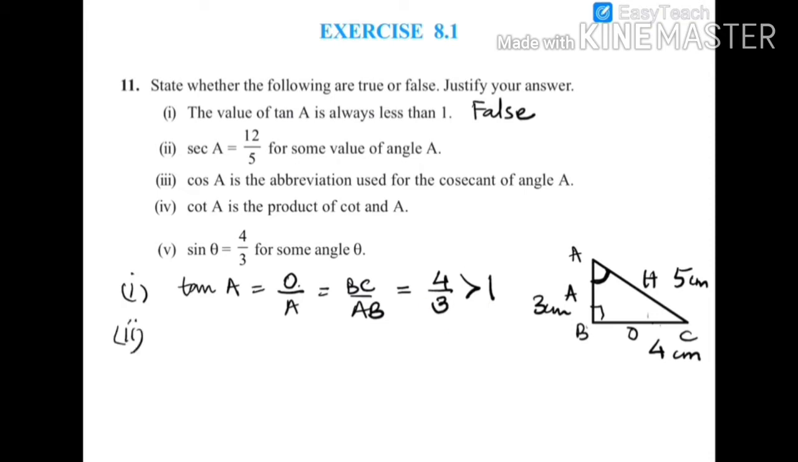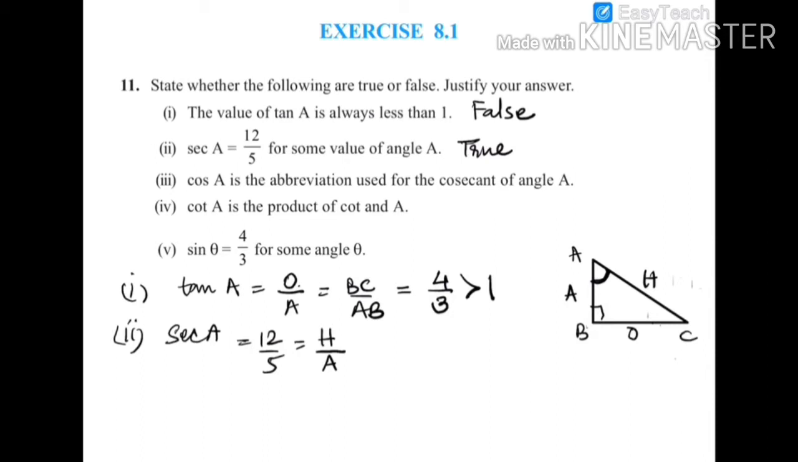The second part, sec A is equal to 12 upon 5 for some value of tan A. Let's consider the same figure. Sec A is given as 12 on 5 and sec A is hypotenuse upon adjacent. We can say that this statement is correct. As we know, hypotenuse is the longest side, and so it has to be greater than the adjacent side, and the ratio given here satisfies this condition. So this statement is true.